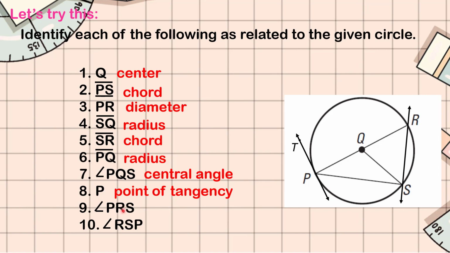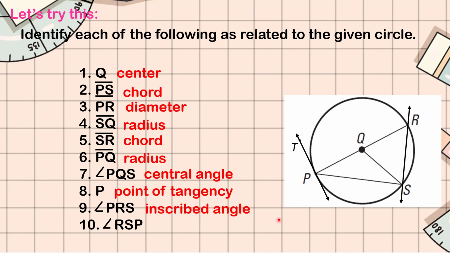Number 9. What is angle PRS? This is angle PRS. Write your answer. The answer is inscribed angle. It's an inscribed angle because its vertex is on the circle, not on the center of the circle.